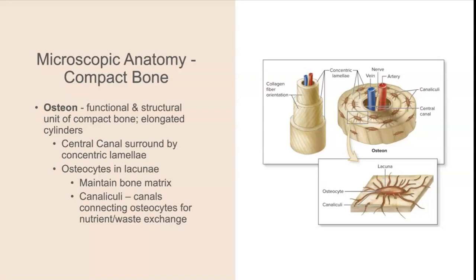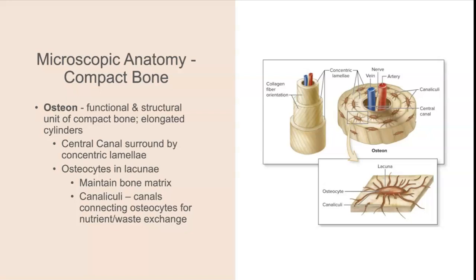Compact bone is made of cylindrical structures called osteons, also called haversian systems. The osteon is the functional and structural unit of mature compact bone. They're oriented parallel to the diaphysis of the bone, so they run the same direction as the diaphysis. Now, when you look at these, they look sort of like a bullseye target or the rings of a tree.